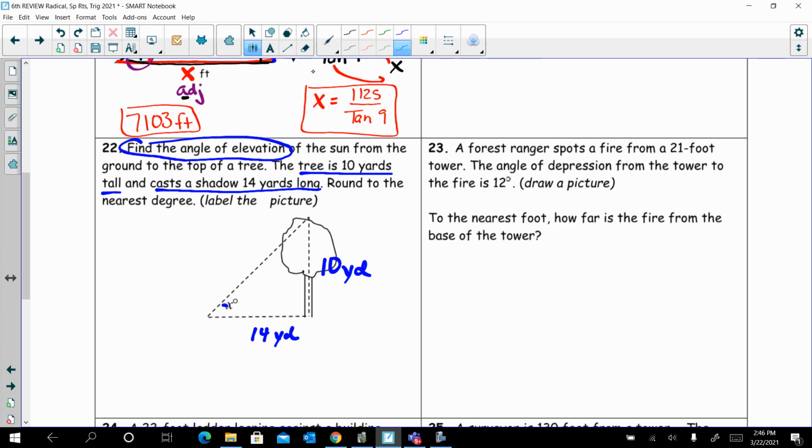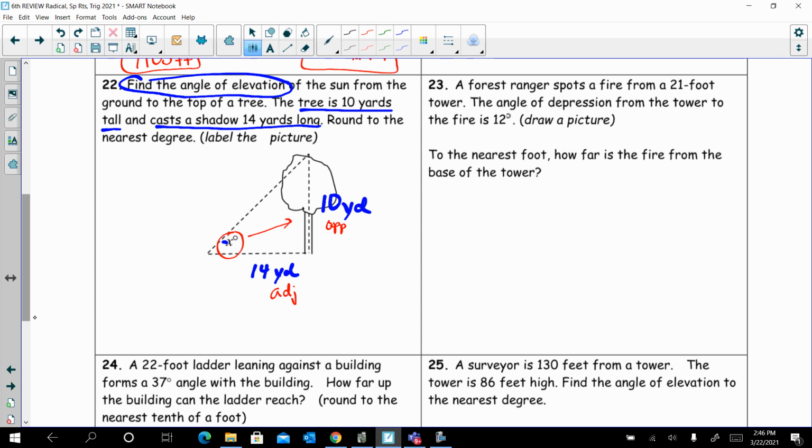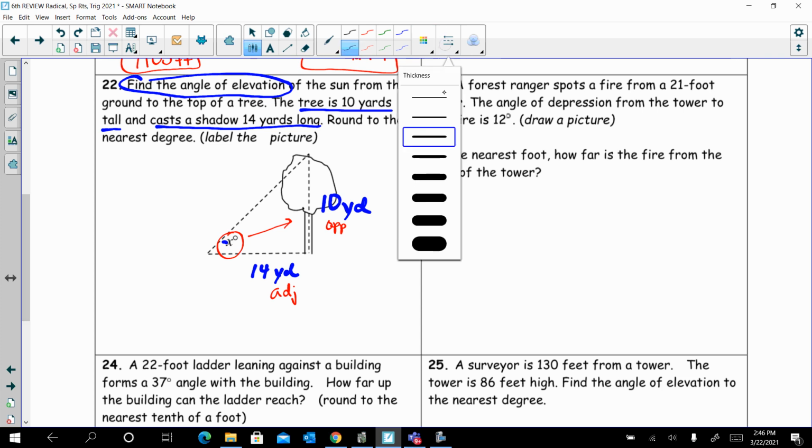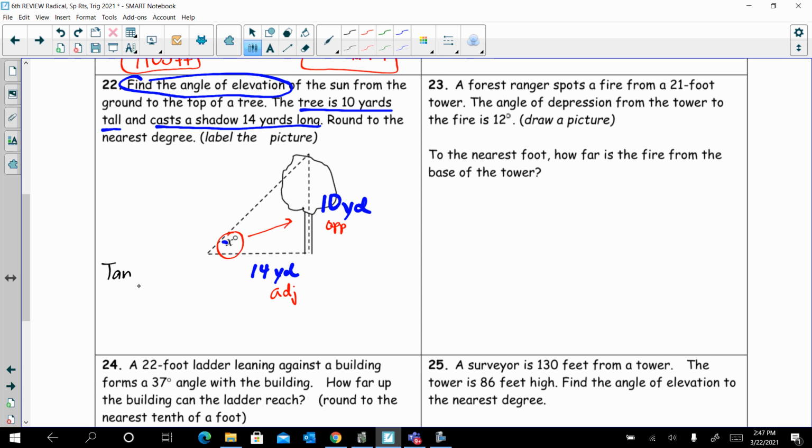All right, so now we're just following our steps. We circle our angle. We label our parts in relationship to the angle. This is our opposite again, and our adjacent. Then we determine our trig function. This is tangent. And we write our trig equation. So this would be the tangent of x equals 10 over 14. Well, because x is inside the triangle, we have to use the inverse. If the variable is inside, you use the inverse. And so to get the x, we have to do tan negative 1 of 10 over 14.